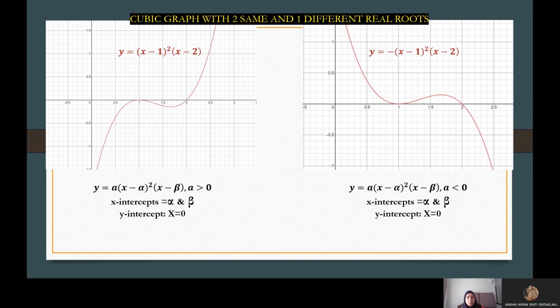Okay, here is the cubic graph that has two same roots and one different real root. It only has two intercepts, and again the intercepts follow the roots that we get from the equation.